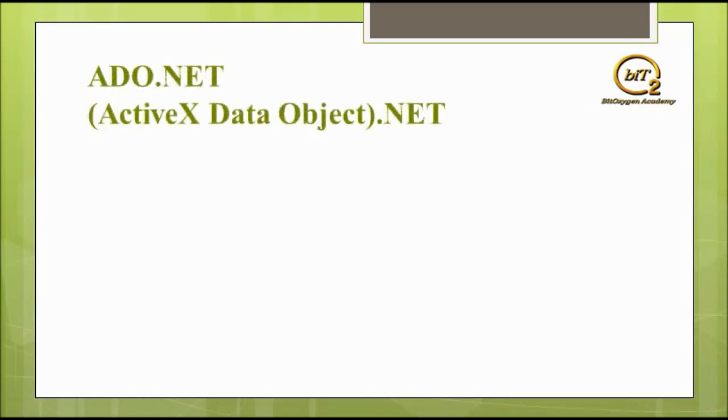To overcome the drawbacks of classical ADO, a new technology was developed by Microsoft and it was named ADO.NET. It is an extended version of ADO. ADO stands for ActiveX Data Object .NET, but here the working mechanism is slightly changed. So we will see the working mechanism of ADO.NET.